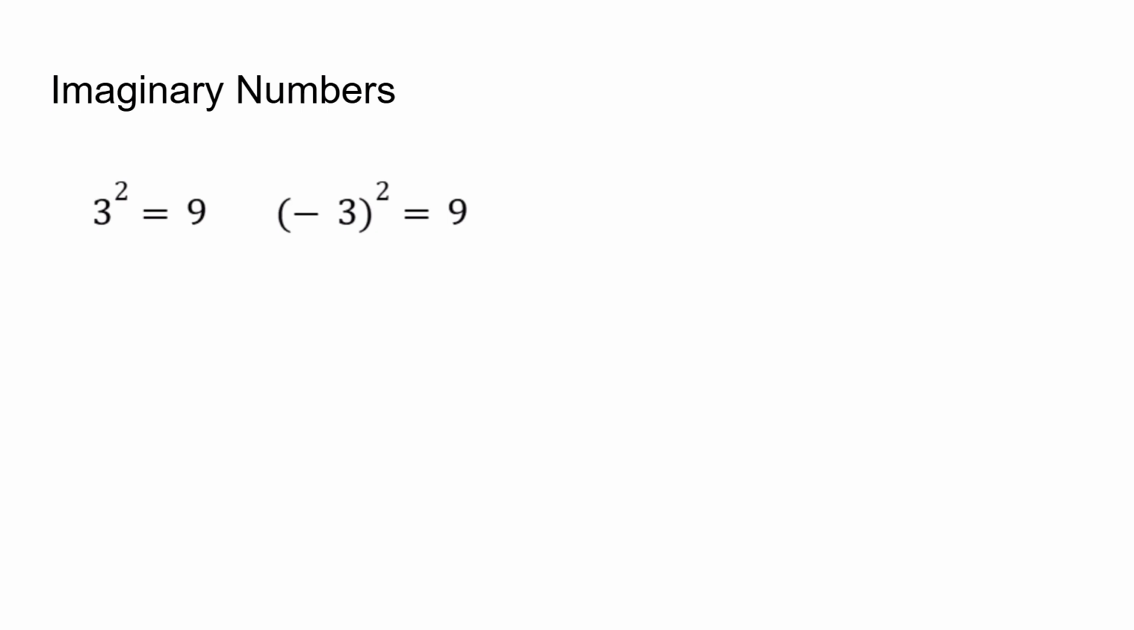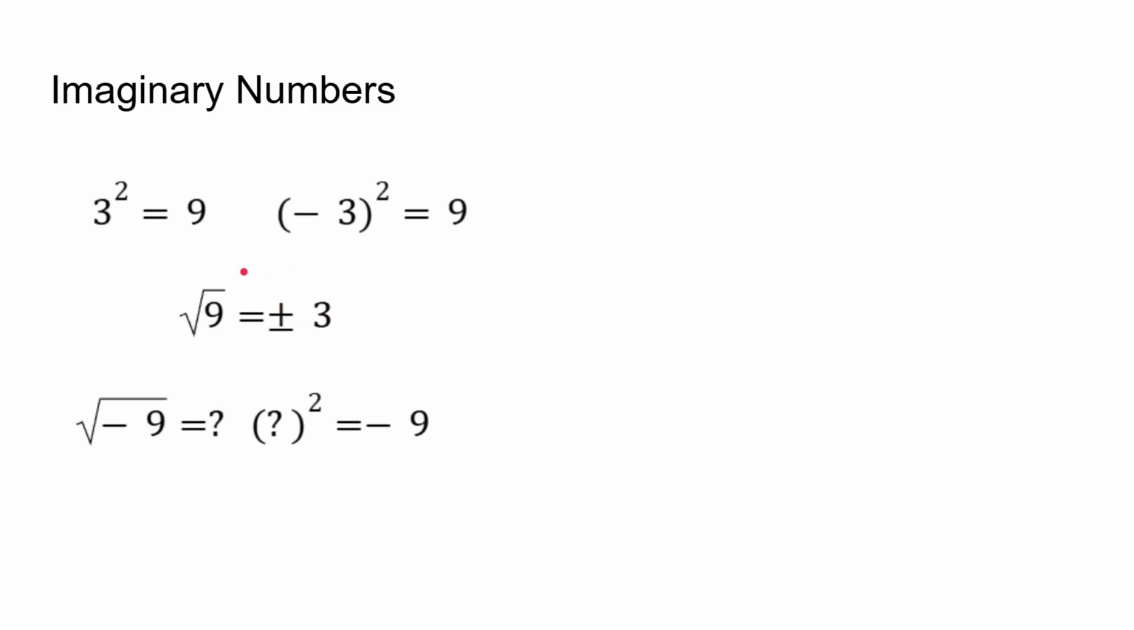Imaginary numbers. What are they? Well, first, let's talk about squaring and square rooting. So we know that 3 squared is equal to 9, and we also know that negative 3 squared is also equal to 9. So the square root of 9 is equal to plus or minus 3.